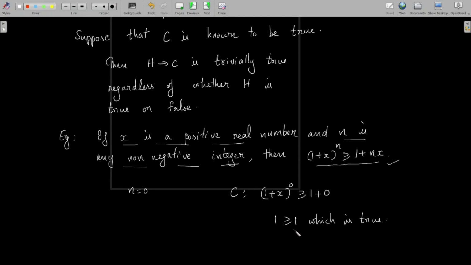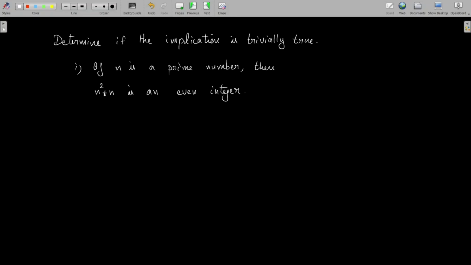Therefore here the conclusion is true regardless of whether the hypothesis is true or false. Whether x is a positive real number or not, our conclusion is always true if n equal to 0. Therefore this result is trivially true when n equal to 0. Let us have some more problems. Determine if the implication is trivially true.